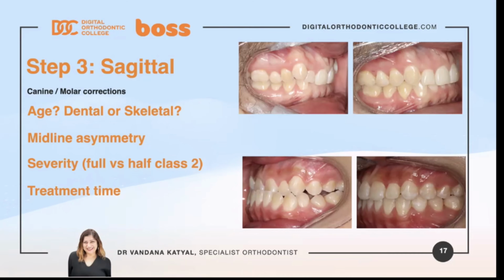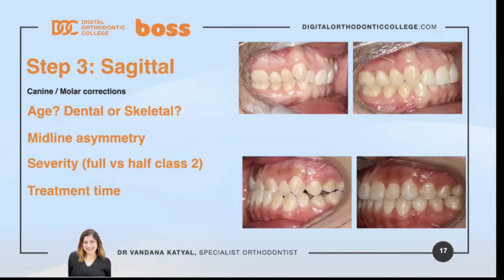Once you've set your transverse and vertical, step 3, sagittal. So we're going to look at, hey, are we going to correct canines and molars? If so, are we correcting both? Is age a factor here? Are we correcting just dental class 2 or skeletal? Where's the midline? Is there asymmetry of the midline? What is the severity? And do we think the treatment time is valid for this type of treatment?